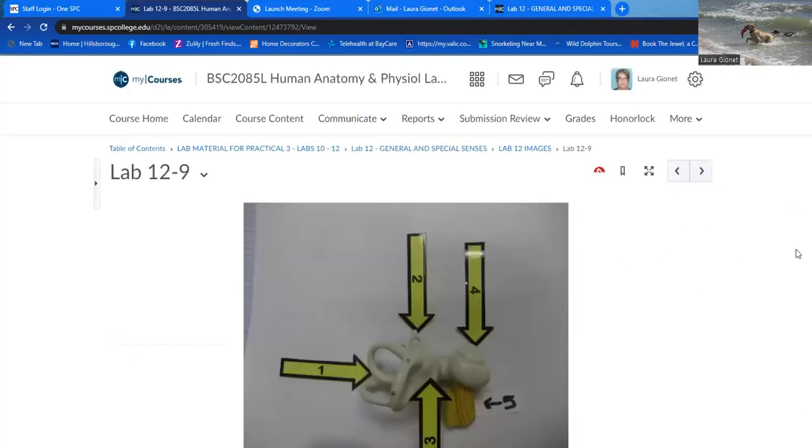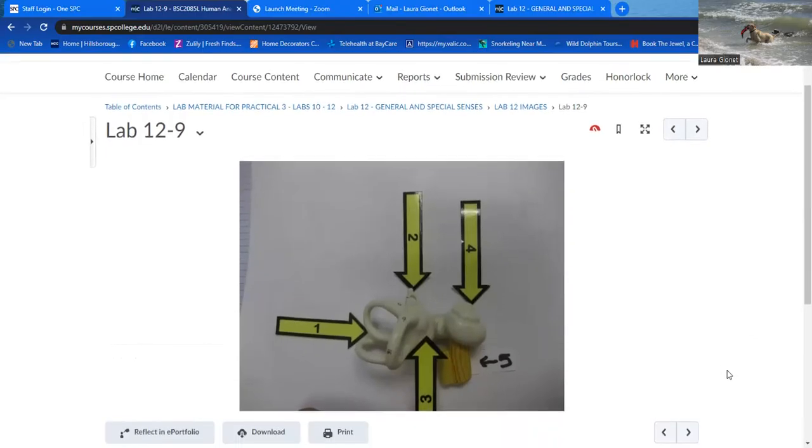Okay, so when we take out this part of the model, because you can take it right out of the big ear there, you can see the stapes, right? And that's number 2. So you see how it kind of looks like a horse's saddle. I mean, where you put your foot, the stirrups, especially on an English saddle, because those are metal.